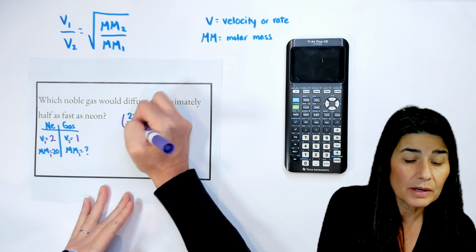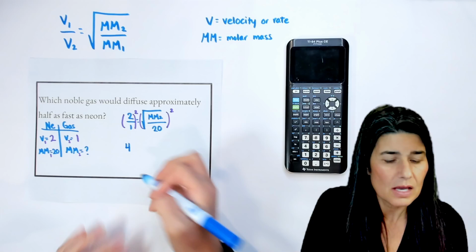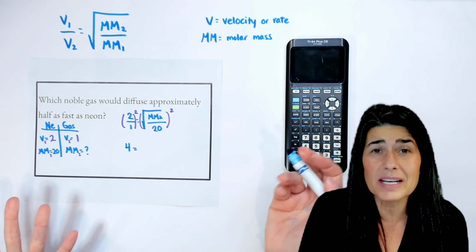If we square both sides, 2 squared is 4. 1 squared is 1. I'm not even going to write that. That equals, if I square a square root, it just gets rid of it. So now I have MM over 20.